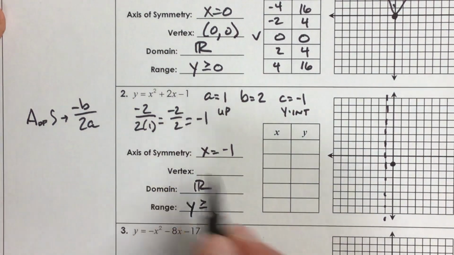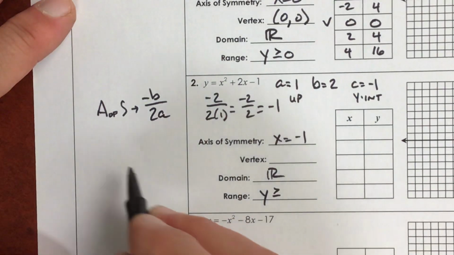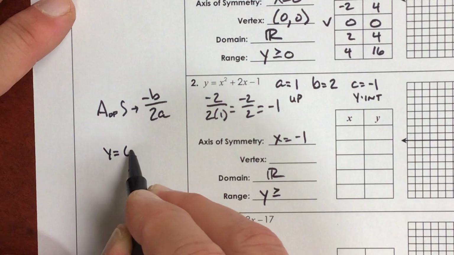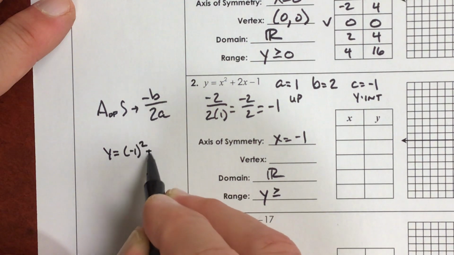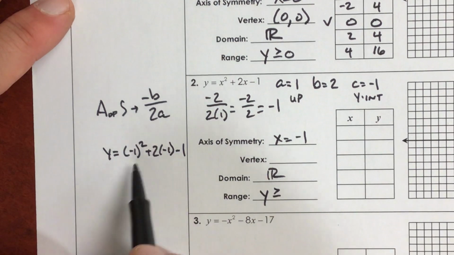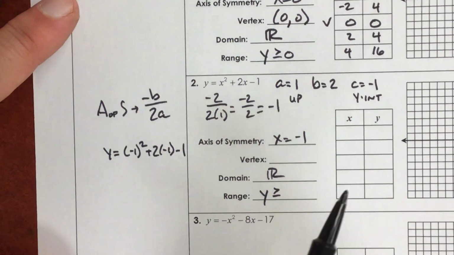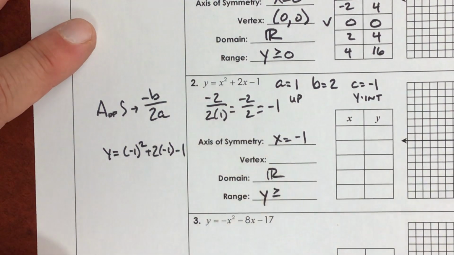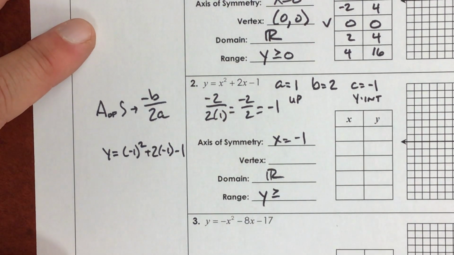So maybe we're going to need some more room here, so I'm going to just slide over here. So y is equal to negative 1 squared plus 2 times negative 1 minus 1. So make sure that we put in parentheses, right? Make sure that you put in parentheses. That's the way you don't mess up on your calculator.